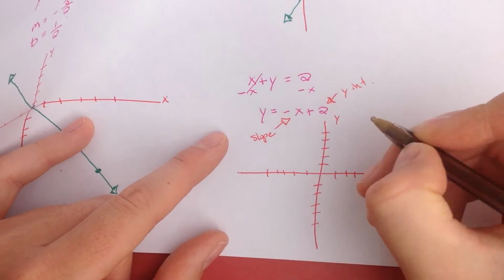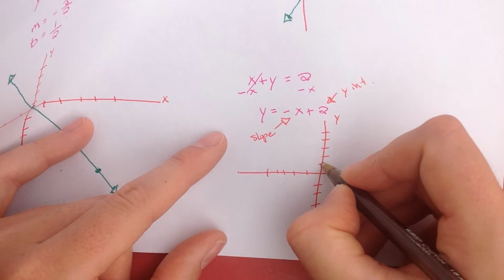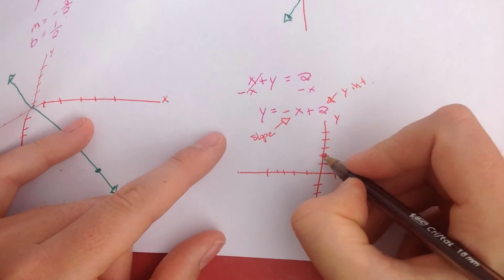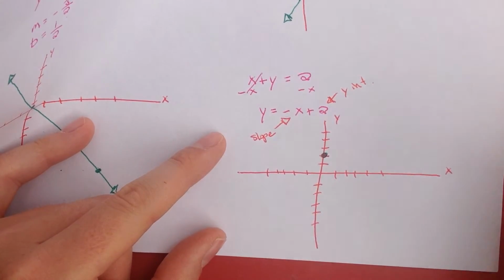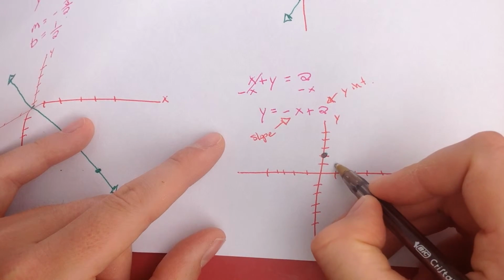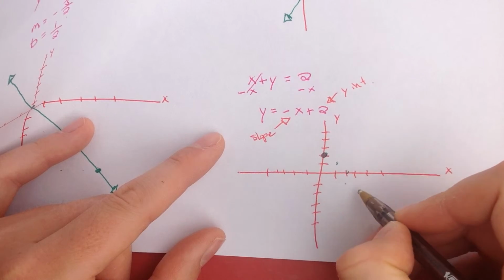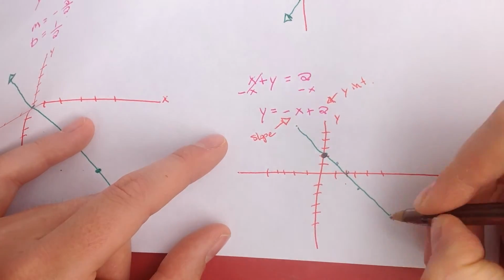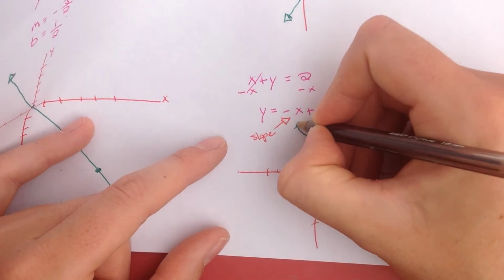So first graphing our y-intercept of 2, we come up 2, put our first point, and I'll make it a different color so you can see it better. Then a slope of negative 1 means I'm going to come down 1 over 1, down 1 over 1, down 1 over 1. It continues on that pattern. And we have our line.